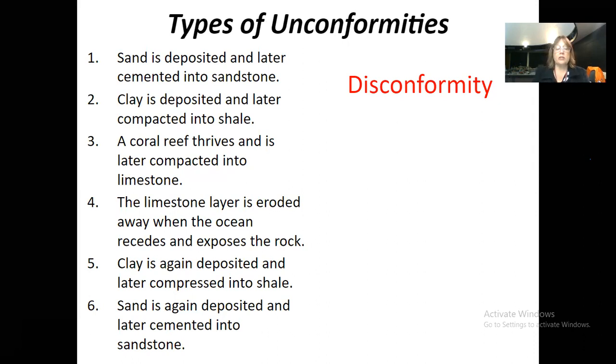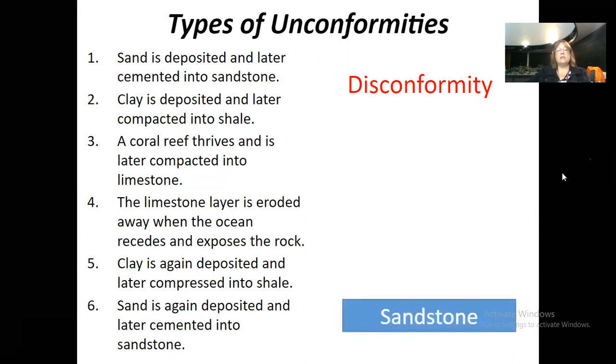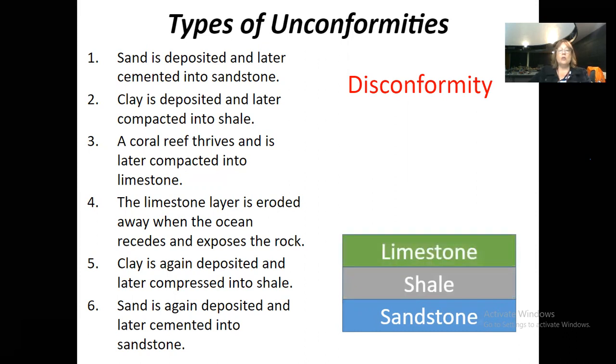So here's a little animation that I put together to illustrate a disconformity. First, we have sand that's deposited and later cemented into sandstone. Next, there's clay deposited and later compacted into shale. A coral reef then thrives on top of the shale, and it is later compacted into limestone. The surface is uplifted above the ocean, and erosion occurs to the limestone, removing that top surface.